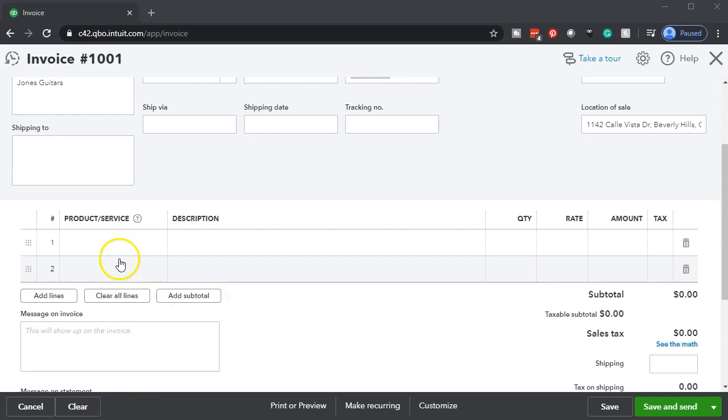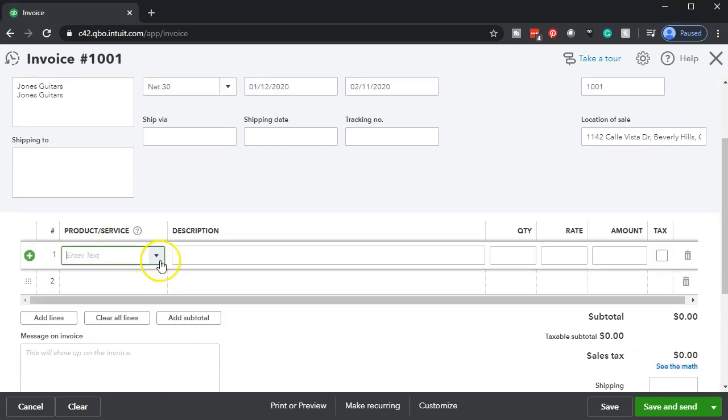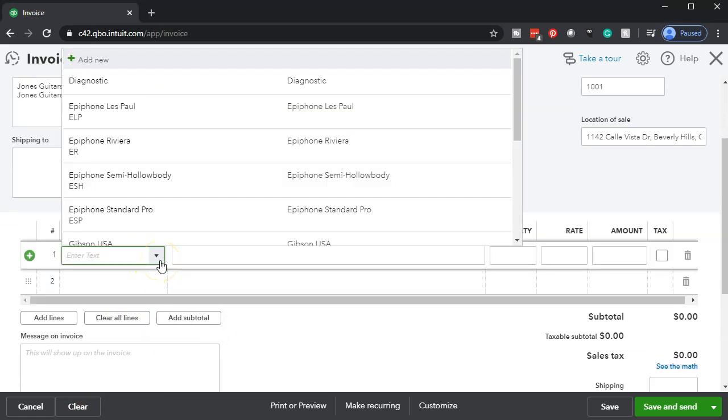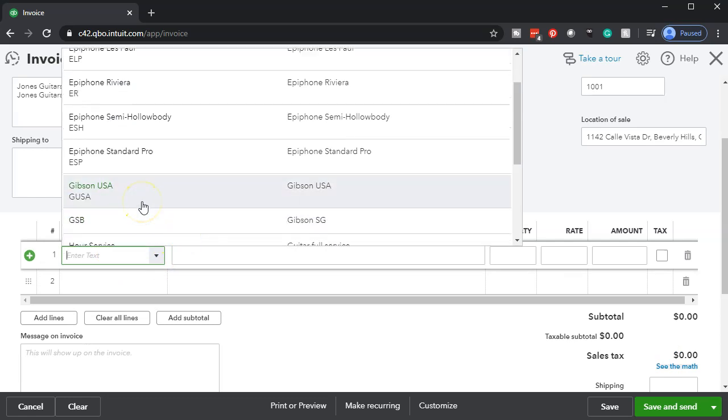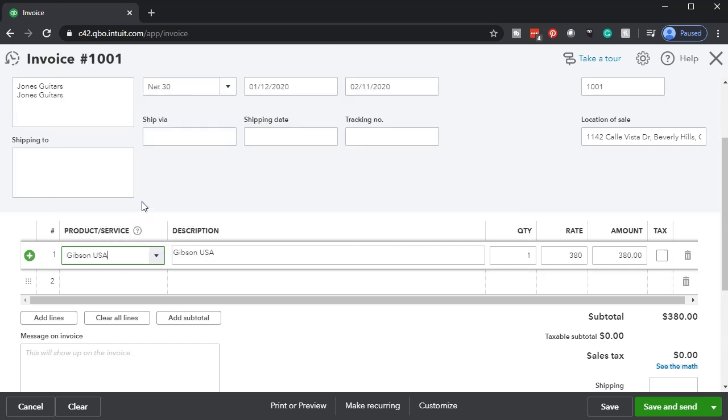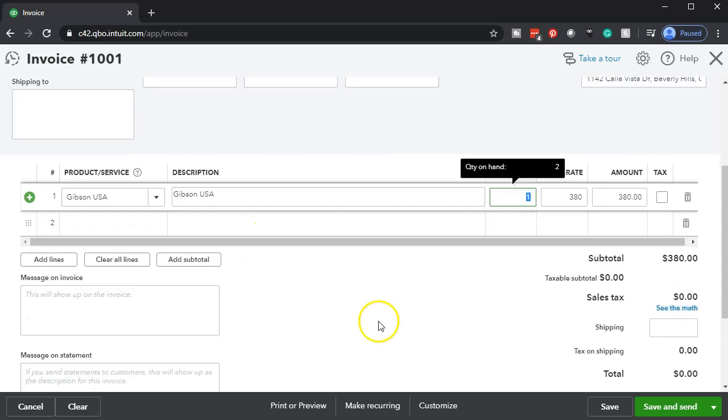We're going to pick up the inventory item that we want. So the inventory item, we could select the drop down, or we can simply start to type it in. We want the Gibson USA. So I see it right there. That's the one we want. So that's the guitar we're going to sell. Description populates for us. Look how easy the data input is on the invoice. We're going to sell one of them. The rate is going to be 380. We know that rate because it populated for us, in other words, because it's in the items when we set up the item, the Gibson USA. So the 380 is going to be the total, and it is going to be a taxable item.